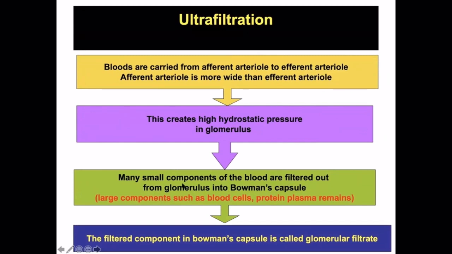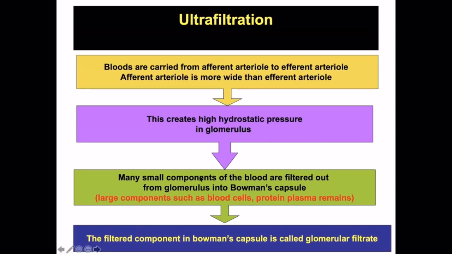So the examples of small substances that will be filtered out from the glomerulus to the Bowman capsule are, for example, water, urea, glucose, fatty acid, glycerol, and so on. Why? Because they are small in size. But blood cells, protein, and plasma membrane will remain in the glomerulus because they are large in size. So they will not be filtered out. Instead, they will remain in the glomerulus.